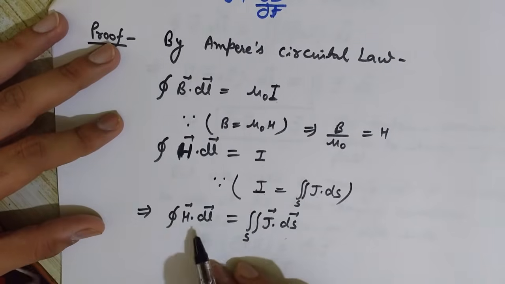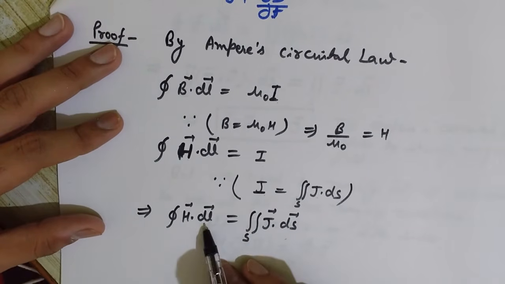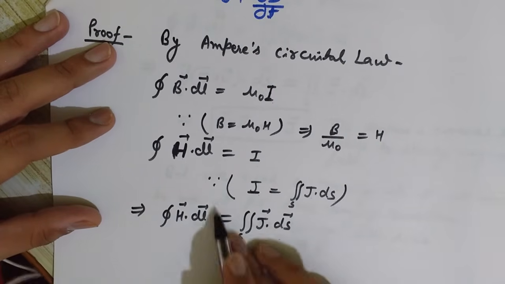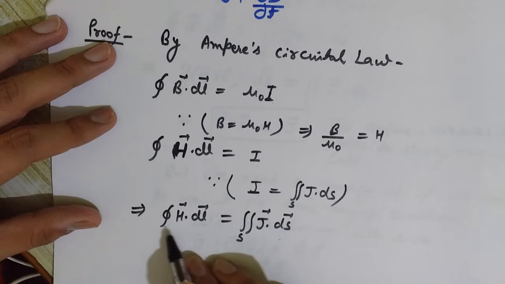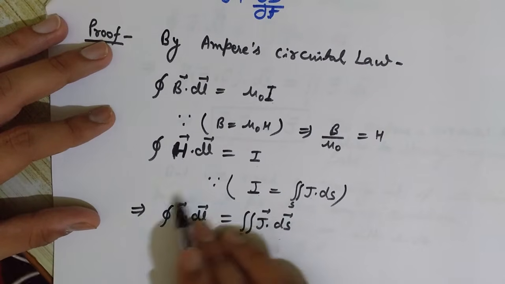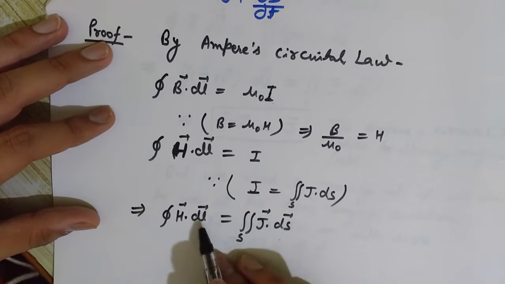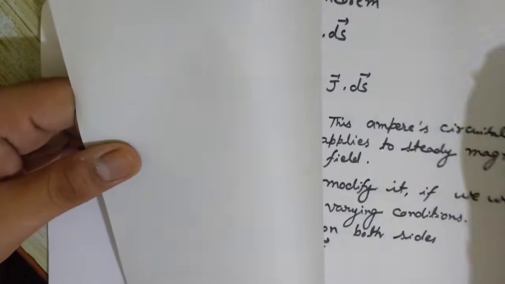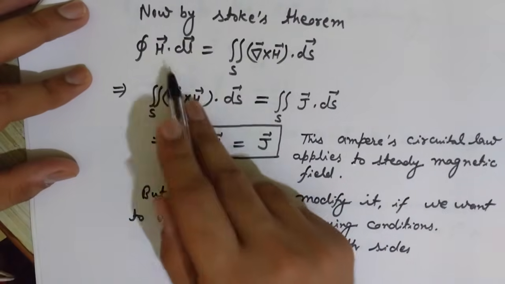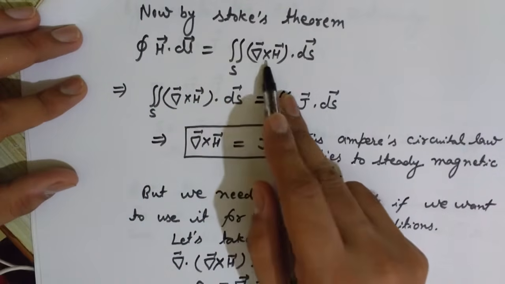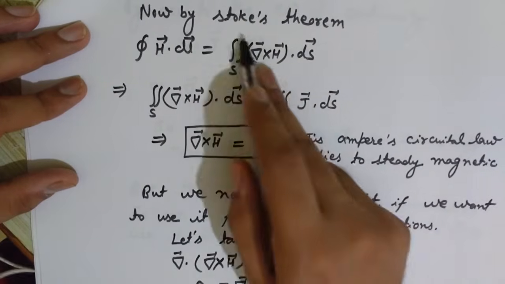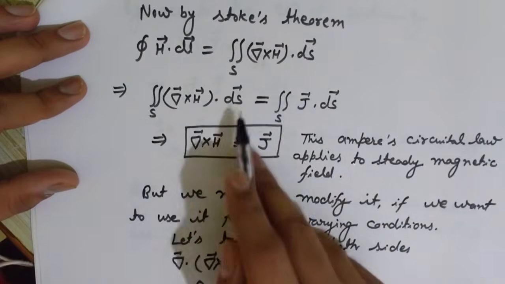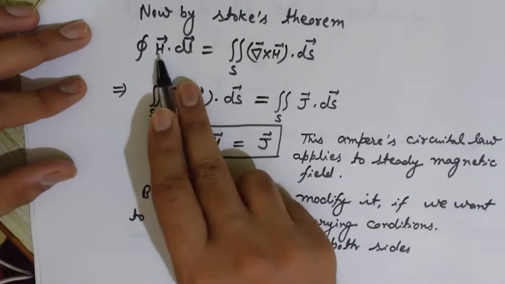Initially we have seen that we can convert a line integral into a surface integral using the Stokes theorem. So I will use the Stokes theorem to convert this H dot dl, the line integral, into a surface integral and replace it. So integral H dot dl can be written, using the Stokes theorem, as the surface integral of curl of H dot dS. This is a line integral converted into a surface integral using the Stokes theorem by taking the curl of this vector field.